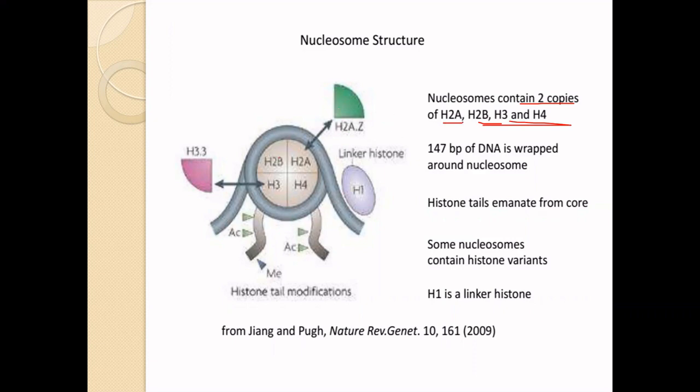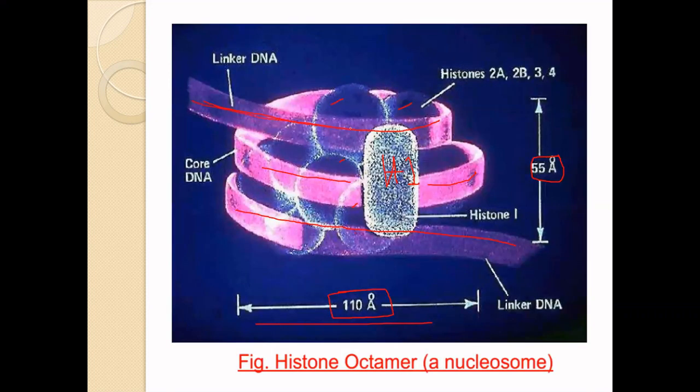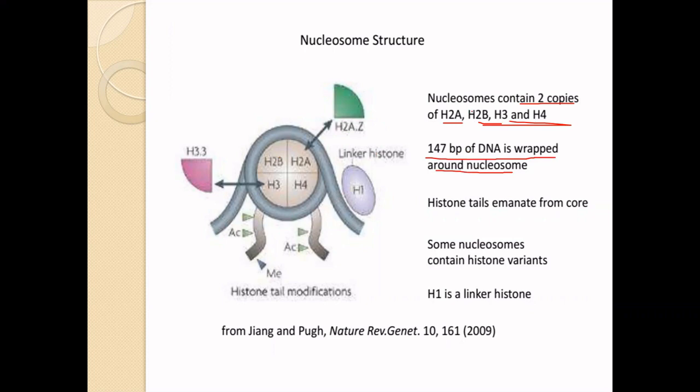Two copies each of histones H2A, H2B, H3, and H4 are present. 147 base pairs of DNA are wrapped around the nucleosome. So if you count the bases of DNA wrapped around the nucleosome, it is 147 bases. Tails emit from the core.